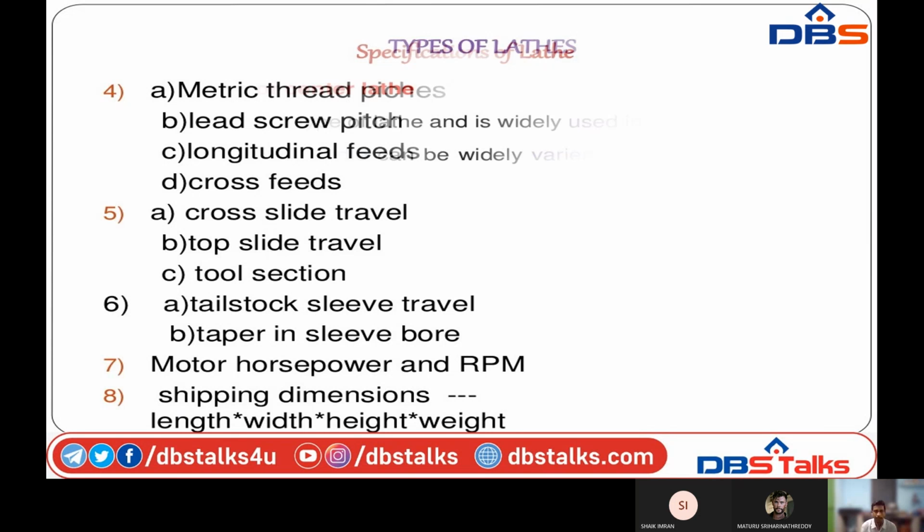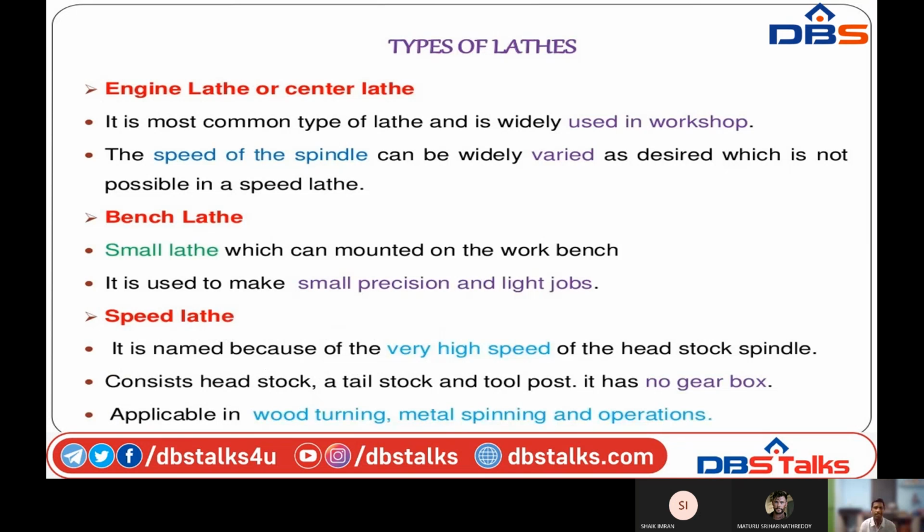Okay. Next, coming to the types of lathes. We have different types of lathe machines. First of all, I am discussing the engine lathe. The engine lathe is an old type or traditional lathe. Engine lathes are widely used in workshops and industries, but compared to speed lathes, the speed of the spindle is very slow. Okay. Next, we are moving into the bench lathe.